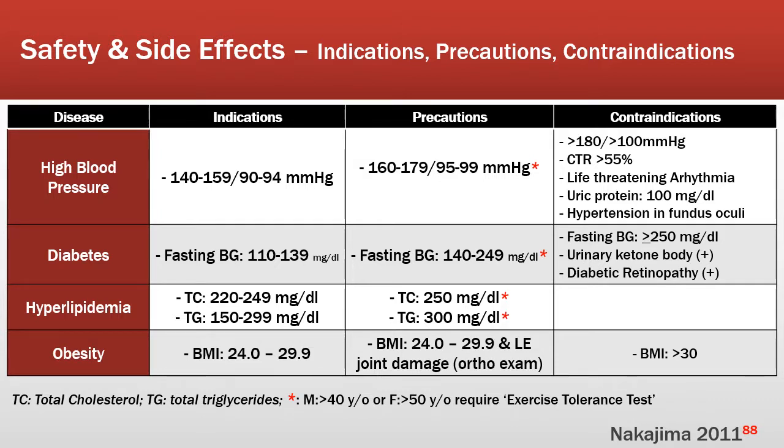So, high blood pressure. According to Nakajima in 2011, they said that as long as you were within the indicated range, you were safe to use blood flow restriction training. I think they were a little bit liberal, in my opinion, as far as the precaution range. I don't know if I'd feel, actually I know for a fact I wouldn't feel comfortable using BFR with someone whose systolic was 160 or higher, nor would their diastolic be above 90.